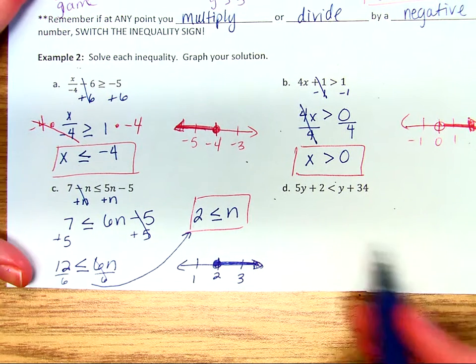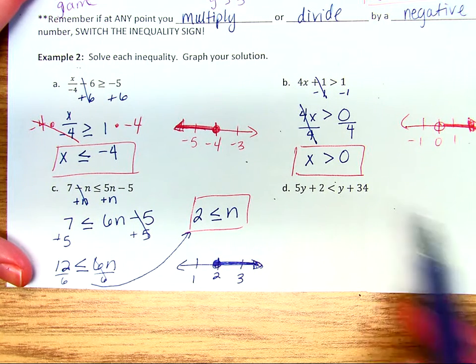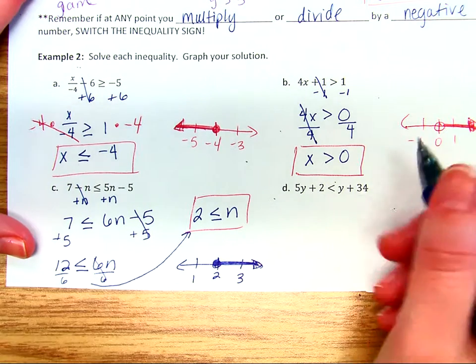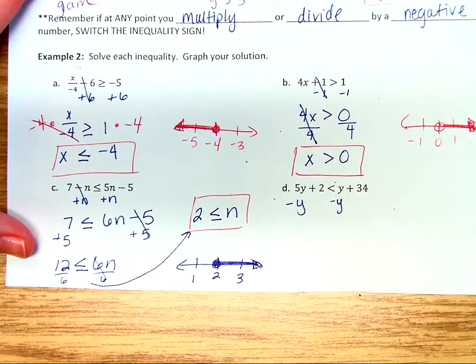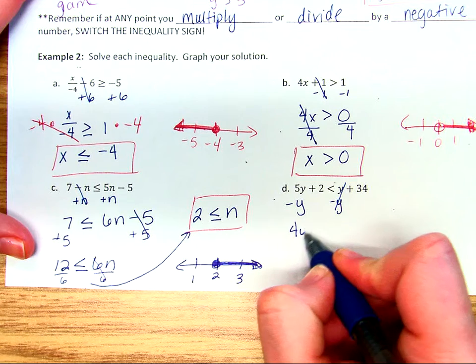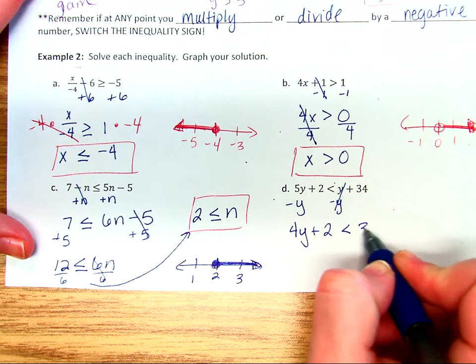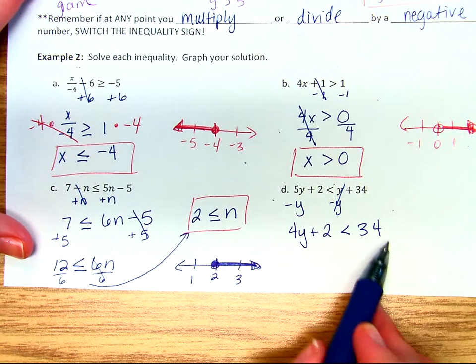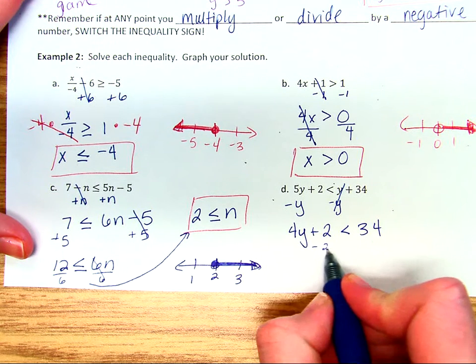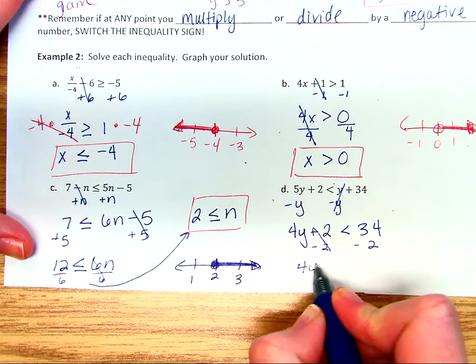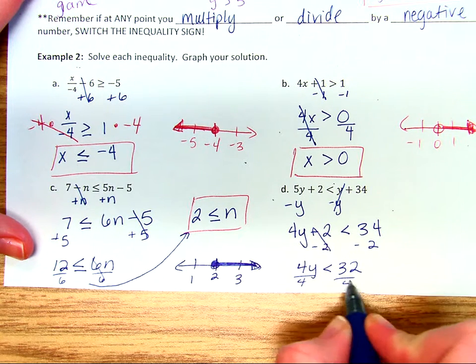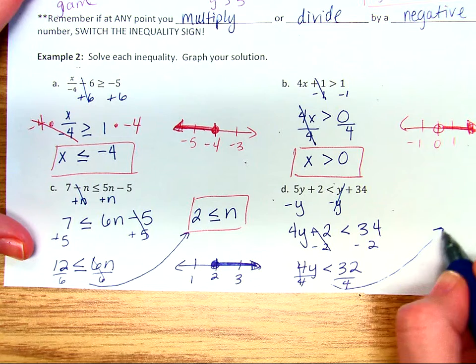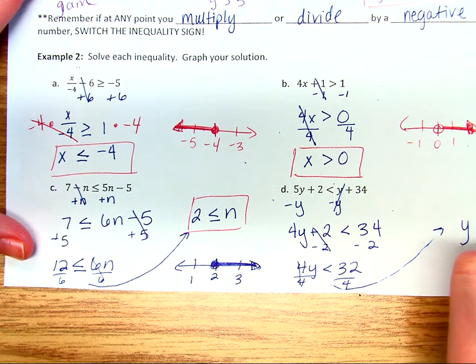Okay, one more example. 5y plus 2 is less than y plus 34. Let's get all the variables on one side again. I'm going to get my variables on the left side this time, because why not? You can choose any side, though. So y minus y is 0. 5y minus y is 4y plus 2 less than 34. Now let's get the constants to be over here. So subtract 2 from both sides. 4y is less than 32. Divide both sides by 4. Not flipping my sign. y is less than 8.